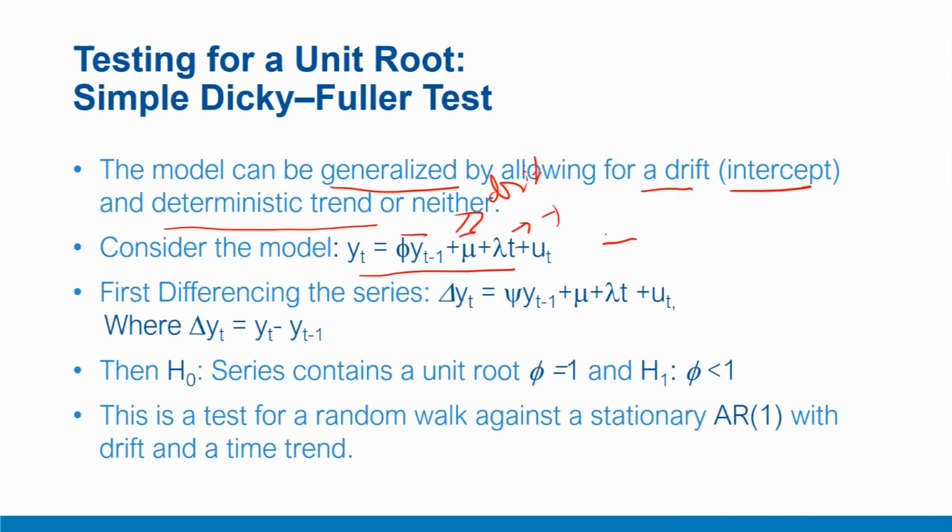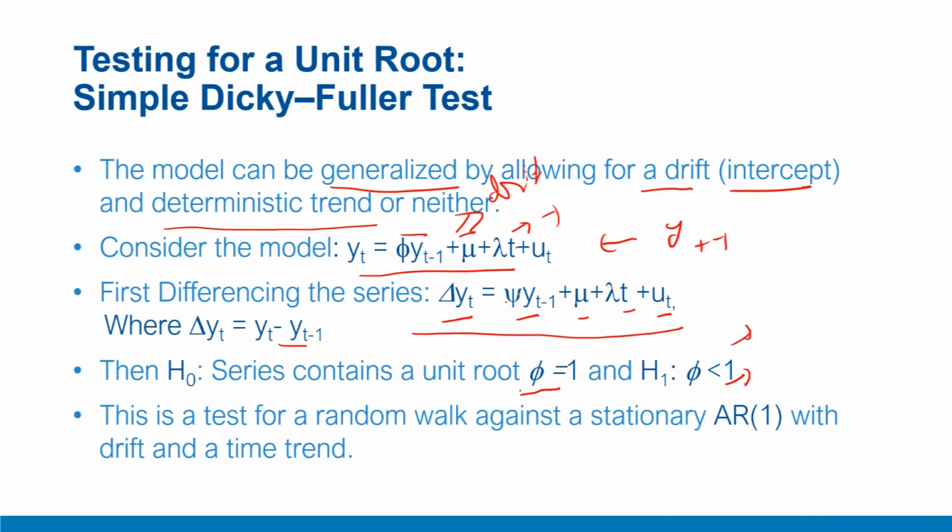So this will take care of your deterministic non-stationarity as well. Now again we repeat the same step. We subtract y_{t-1}. So we get delta y_t equal to psi times y_{t-1} plus mu plus lambda t plus an error term. So this is a more generic expression, where delta y_t is nothing but y_t minus y_{t-1}. And then we test this model for non-stationarity. The null is non-stationarity, which means phi equal to 1, and the alternate, if the null of non-stationarity is rejected, is that the process is stationary with phi less than 1.